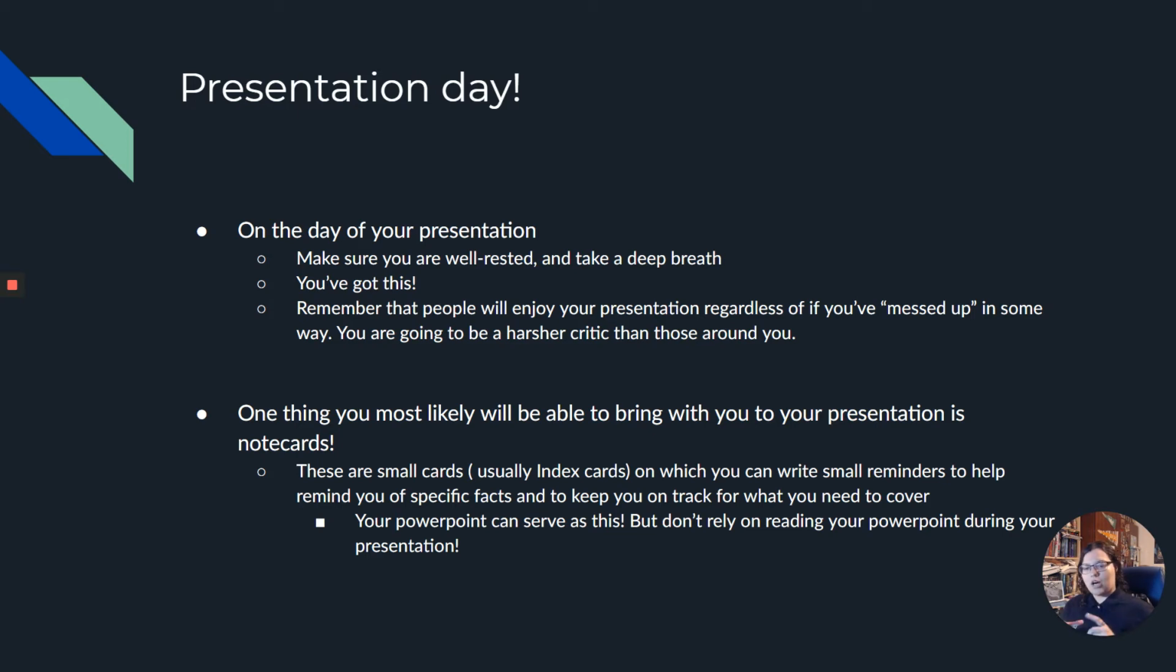These are small cards, usually about index card size, on which you can write small reminders to help remind you of specific facts. If you need to remember a specific number or a specific statistic, you can use your note cards to help you remember the numbers. They also can help to keep you on track for what you want to cover. If you remember the outlines we do for papers, that's a good way to do your outlines for your presentation.